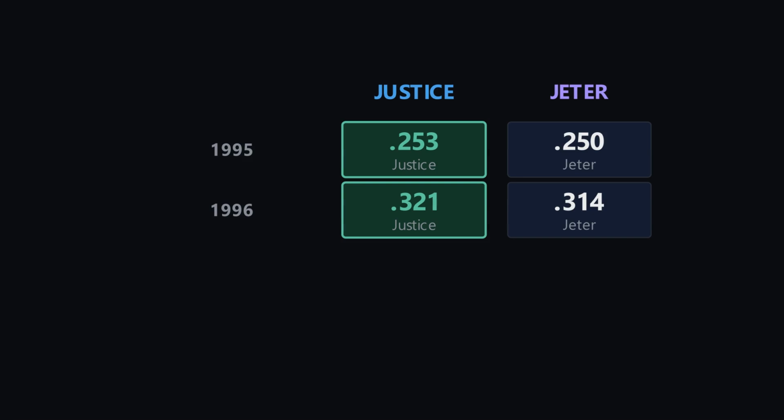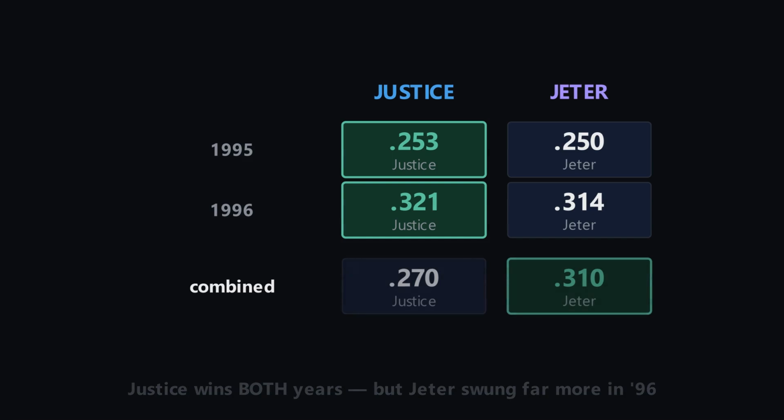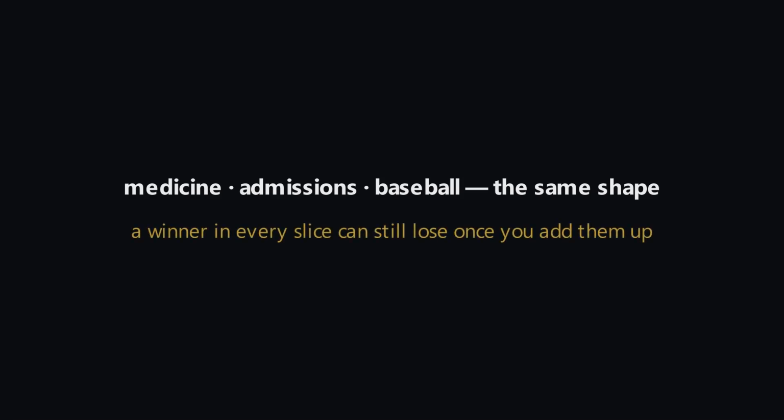The reason is that same hidden weighting. Jeter came to bat far more often in 1996, his stronger season, so that year counted much more heavily in his combined total. 2 seasons, 2 clear wins for Justice, and the combined crown for Jeter. Simpson's paradox, printed on the back of a baseball card. Medicine, admissions, baseball, the same shape again and again. A winner in every slice can still be the loser once you add them up.